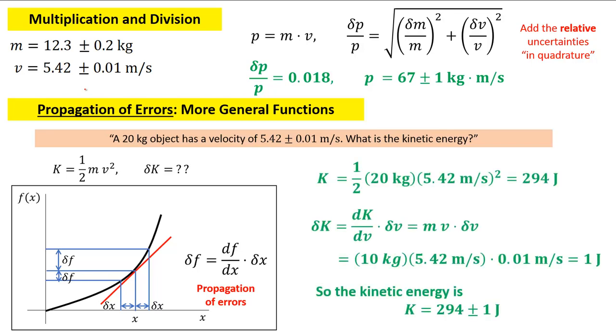Okay, so in our example, we can calculate the kinetic energy to be 294 joules. The uncertainty in the kinetic energy is then dK/dv times the uncertainty in v, which is just mv times the uncertainty in v. And so that comes out to be 1 joule. So I'd report the total kinetic energy in this case as 294 plus or minus 1 joule. So that's how I would calculate the uncertainty, delta K, in the kinetic energy, or more generally in a function.